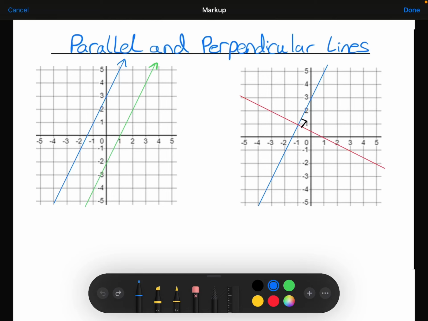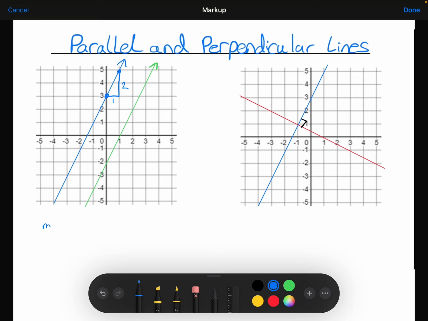This video is all about the coordinate geometry of parallel and perpendicular lines, in particular the gradients of those lines. In the first diagram there, the blue line and the green line are both parallel. Let's work out the gradient of the blue line by doing the change in the y divided by the change in the x. So I've just chosen 2 points that I can read off the graph easily there.